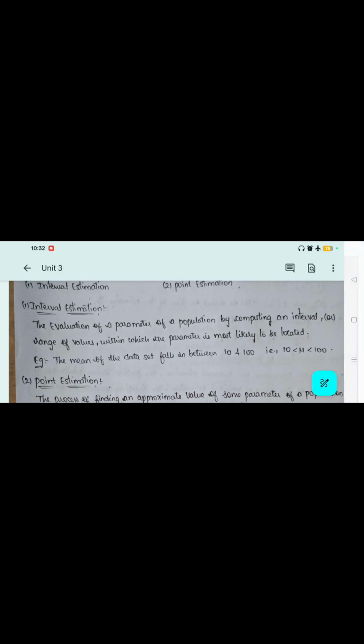What is an interval estimation? The evaluation of a parameter of a population by computing an interval range of values can be called an interval estimation. Here the estimated value lies between some limits. Suppose mu lies between 10 to 100, like that. The mean of the data set falls between 10 to 100, that is 10 less than mu less than 100, like that.